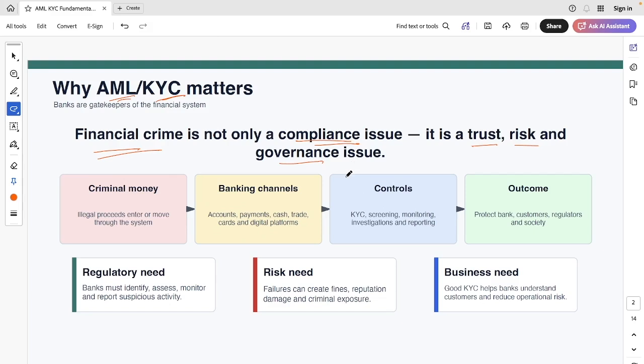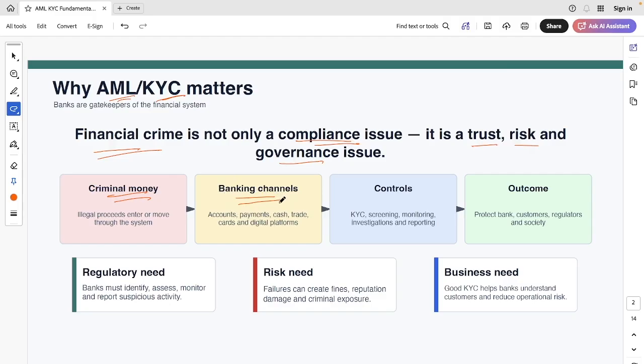Let's follow this particular flow on the slide. First, there is criminal money. This could come from criminal activities like drug trafficking, fraud, corruption, tax evasion, human trafficking, cybercrime, or sanctions violation. Then the money coming out of this criminal source tries to enter the banking channels. These channels could be bank accounts, cash deposits, trade finance, digital platforms, or cross-border transfers.